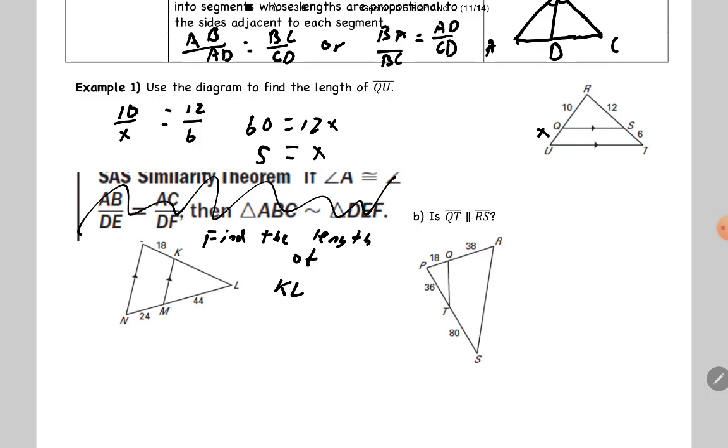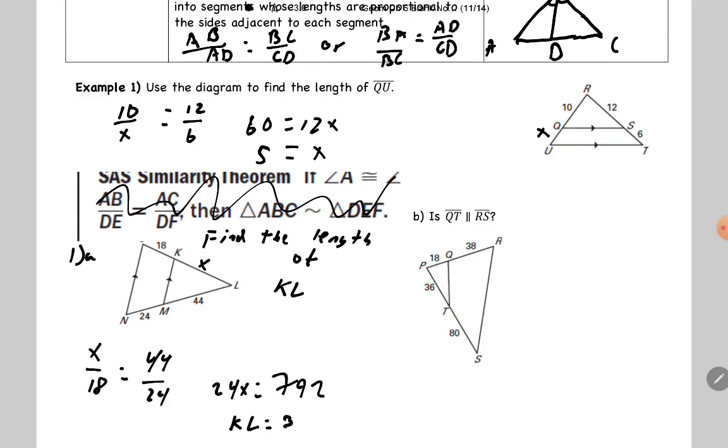This is checkpoint 1A. Find the length of KL. So same thing. I'm going to do top over top. Call this x. So x over 18 is equal to 44 over 24. Bottom and bottom. So 24x equals 792. Divide by 24, and we'll get KL being 33.